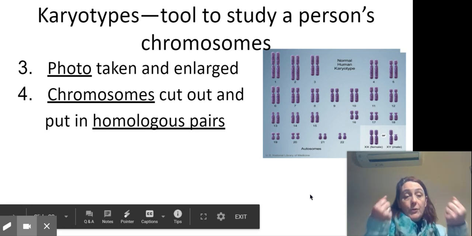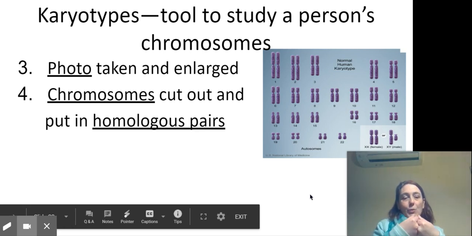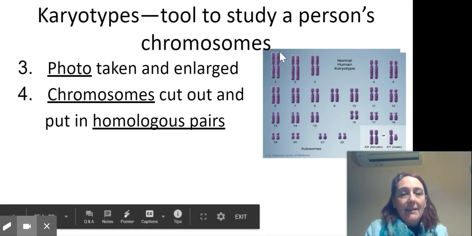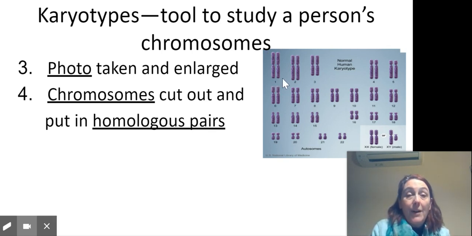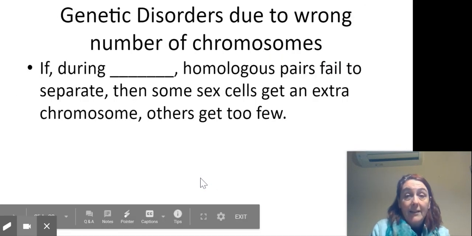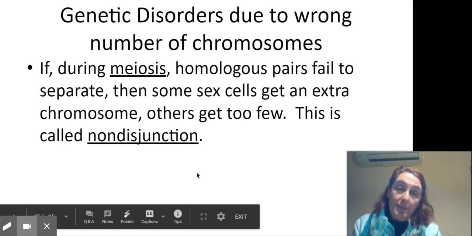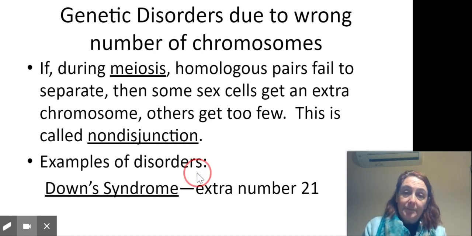Sometimes the chromosomes don't separate. They don't do disjunction. They don't come apart. And an egg might end up with 2 number 1s. If the egg ends up with 2 number 1s and a sperm has a number 1, the baby will end up with 3. And that's how you get an extra chromosome. It's called nondisjunction. That happens during meiosis, during the making of sperm and egg.